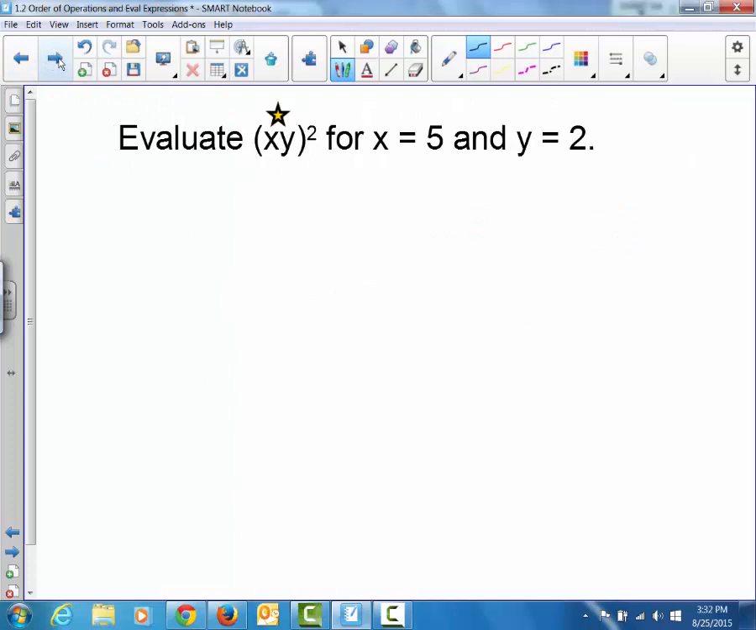All right, evaluate (xy) squared for x equals 5 and y equals 2. Now, a common mistake that people might make whenever they're doing this is they see the x and the y and they put x and y like that. But what xy means is multiplication. That means x times y. So that means 5 times 2 inside the parentheses, squared. Because x is 5, y is 2. So we go 5 times 2 is 10, squared, and that gives us 100.